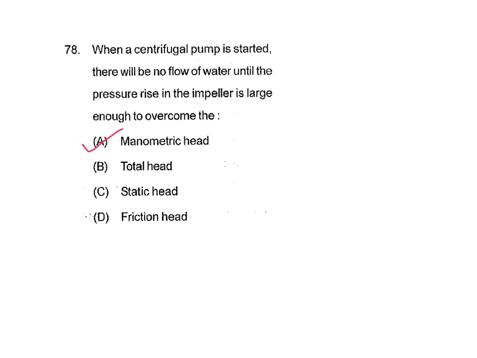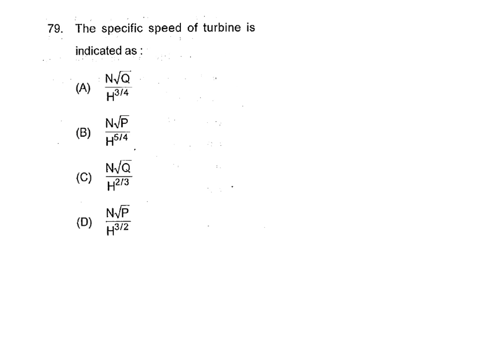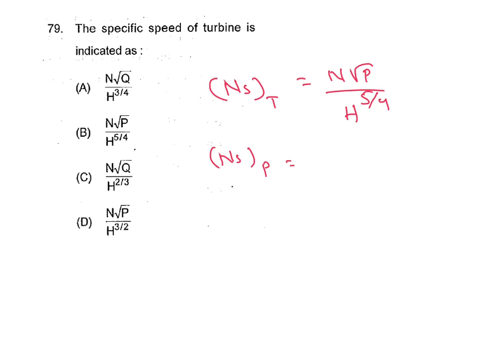Answer is A. The specific speed of a turbine is indicated as, for turbine, specific speed N root P upon H to the power 5 by 4. And for pump also this is very, very important. You have to remember both two. Root Q upon H to the power 3 by 4.